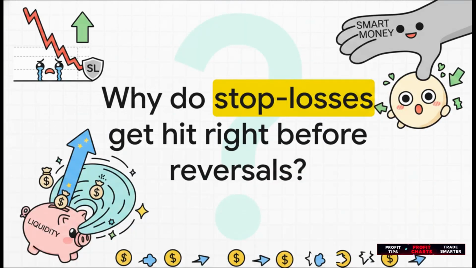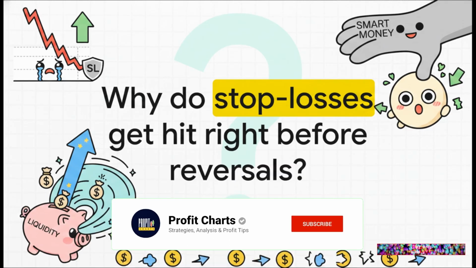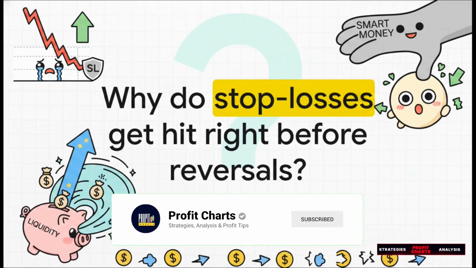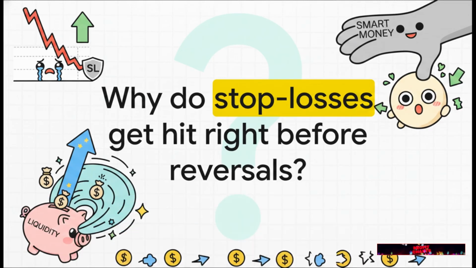So, let's start with a really universal and deeply frustrating experience. Picture this. You've done all your analysis. You see a clear resistance level break. You buy the breakout, totally confident in your setup, and then almost instantly the price violently reverses, hits your stop loss, and then proceeds to run massively in your original direction.